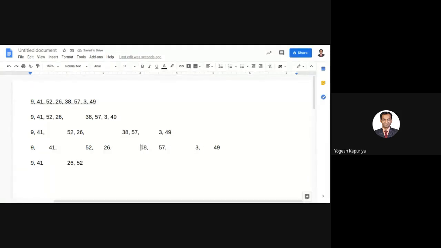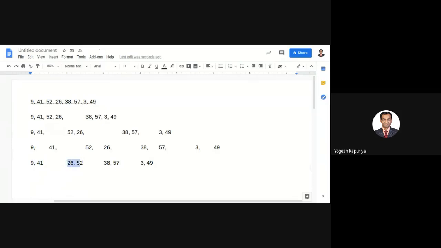Now you are merging 38 and 57. So what happens? 38 and 57. Similarly, you are merging 3 and 49. So what happens? 3 and 49. Once again, this is not the result we are interested in. Now you will be merging these two. Also, you will be required to merge these two.